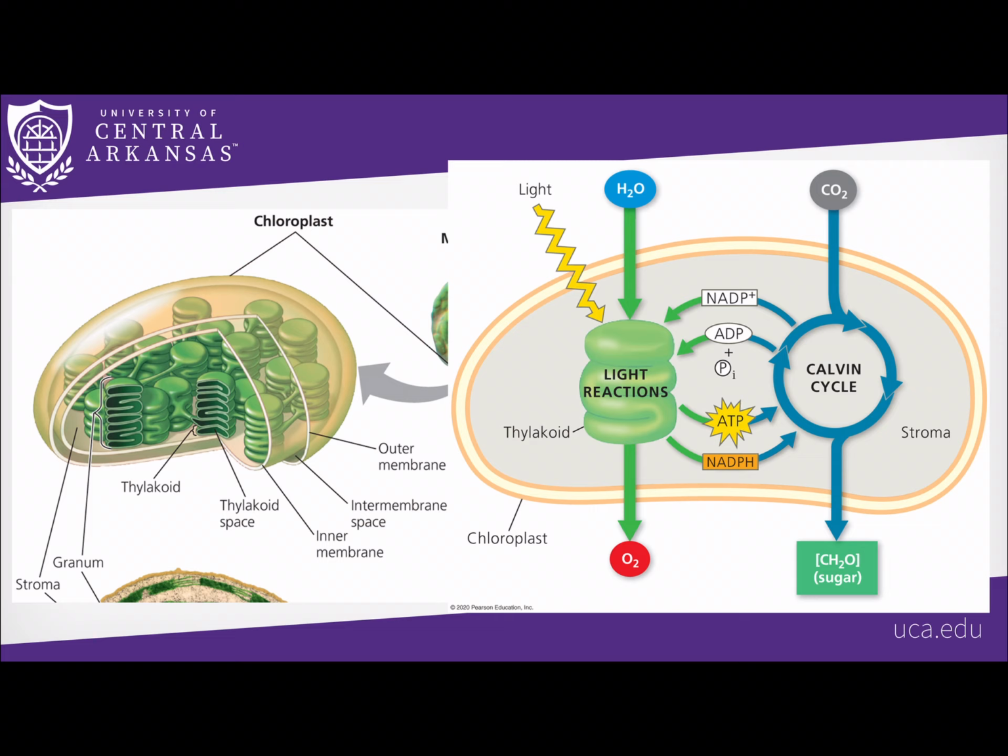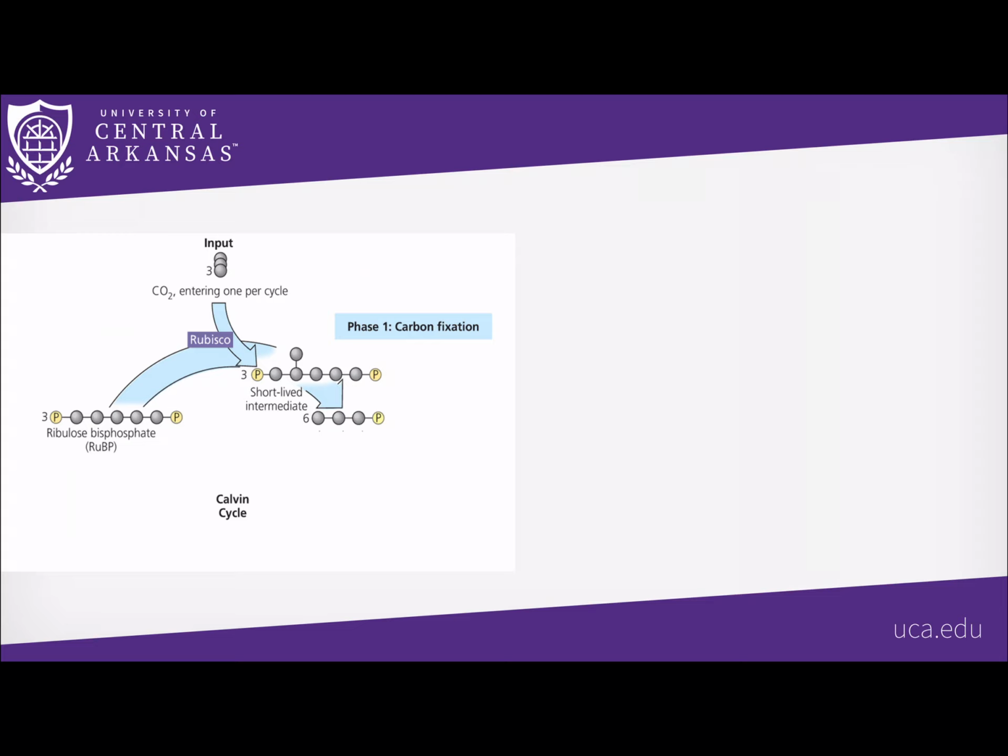Now, the Calvin cycle occurs in the stroma. That is the space in between the thylakoid membranes. We'll be looking at this part of the chemical reactions. This is the Calvin cycle. There's a cycle, so there's a molecule which is being cycled in this one. Okay. Now, the Calvin cycle has 3 phases.